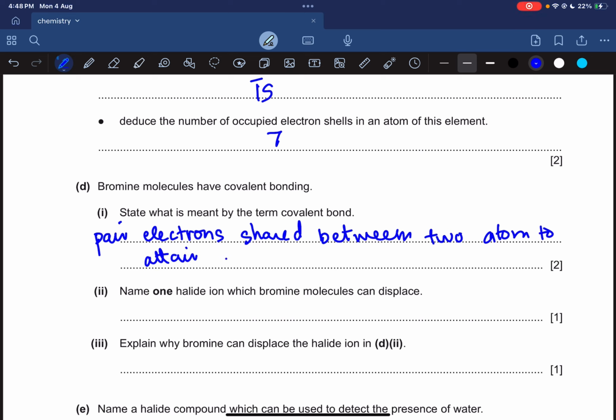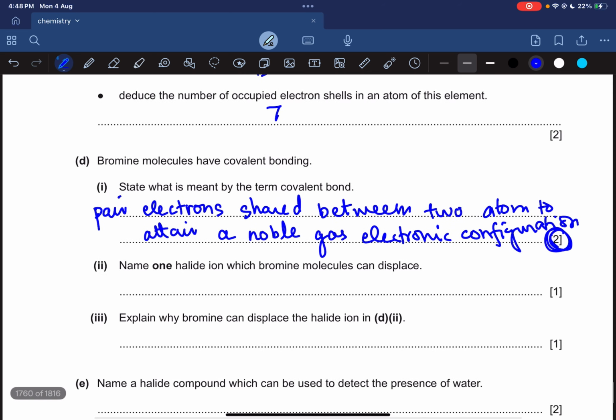They don't write to attain a noble gas electronic configuration. You have to write this thing. These 2 marks are only gained when you write to gain noble gas electronic configuration. And if you don't trust me, just read the syllabus. It's just written there. Name one halide which bromine molecules can displace.